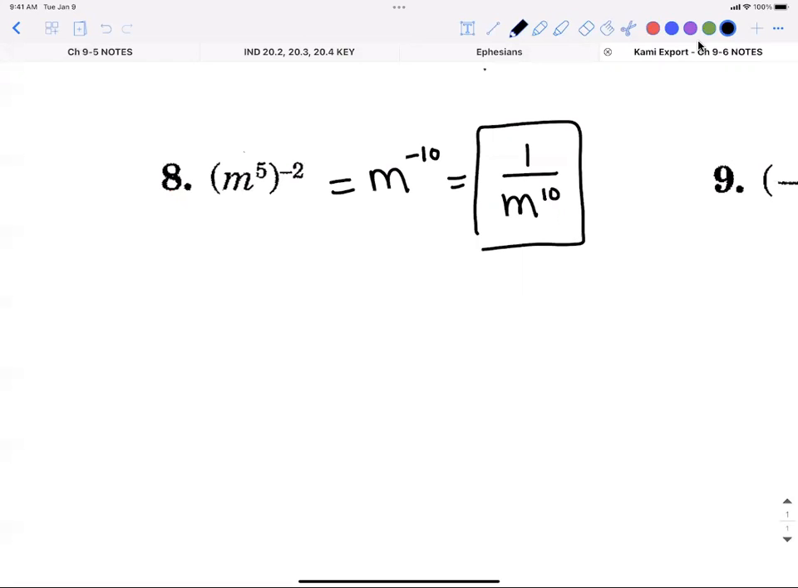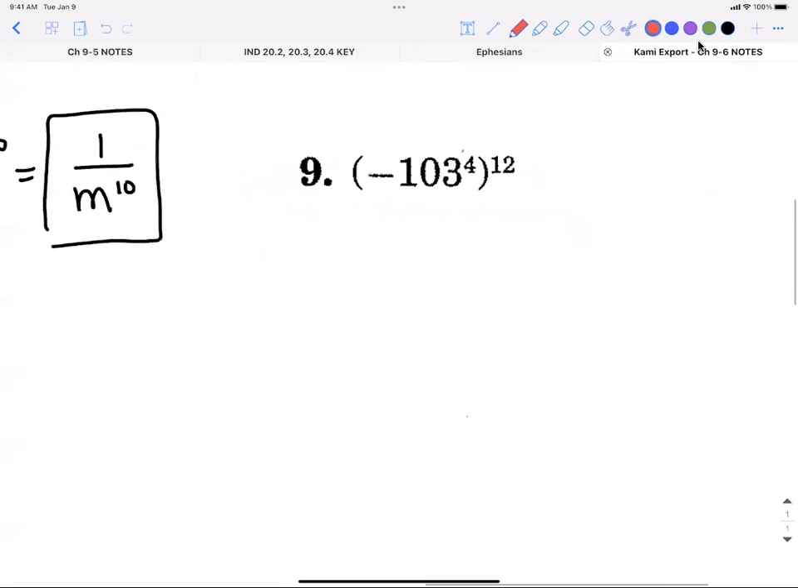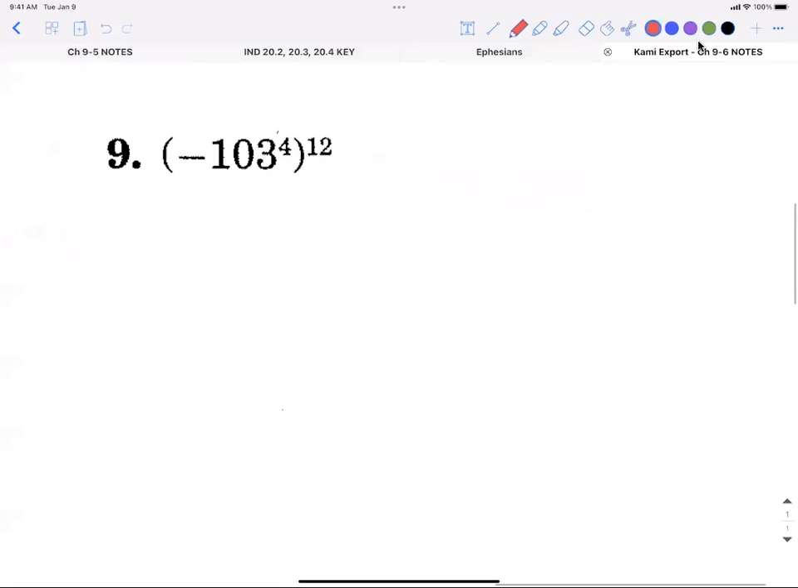All right, let's glance up, see if we're in the same spot. So we took 5 times -2. That gave me -10. So m to the -10, because it's a negative exponent, I deal with it by dropping it in the opposite part of the fraction. Move this or change the sign, change the location. All right, do the same thing with number 9. Work through it. I'm going to work through it, and then we're going to compare answers.